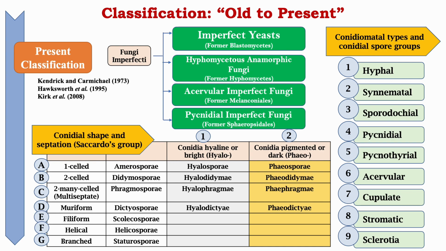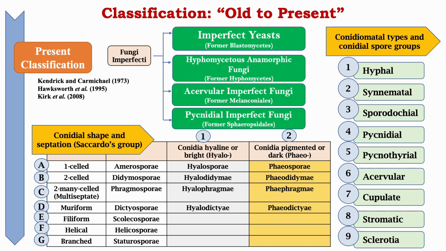There have been a lot of developments since 1973, that is Kendrick and Carmichael, who studied a lot and gave a classification of the fungi, more particularly fungi imperfecti, followed by the Hawksworth classification proposed by Hawksworth and co-workers in 1995, and presently we are following the classification of Kirk and co-workers proposed in 2008.